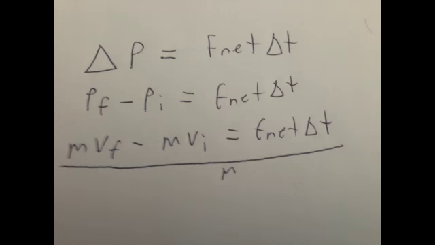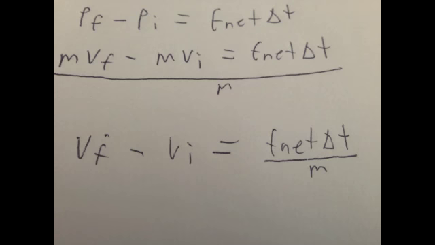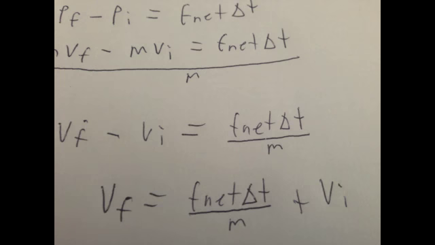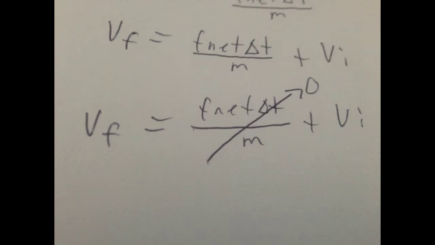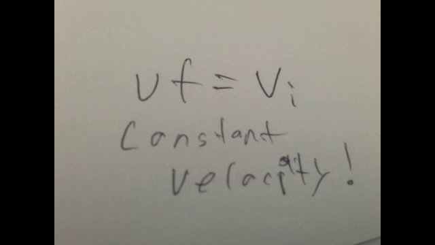Now divide by mass in order to isolate velocity. We can do this because we assume the mass is constant. This then gives us velocity final minus velocity initial equals F net delta T over m. Finally, add the initial velocity. This gives us an equation for velocity. This is important because when F net equals 0, V final equals Vi, proving constant velocity.